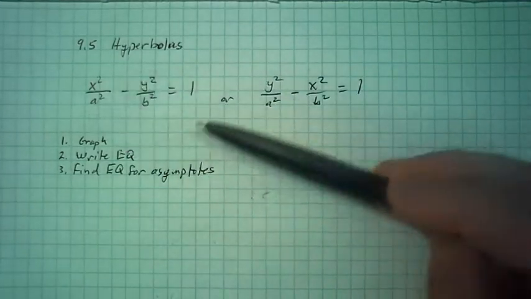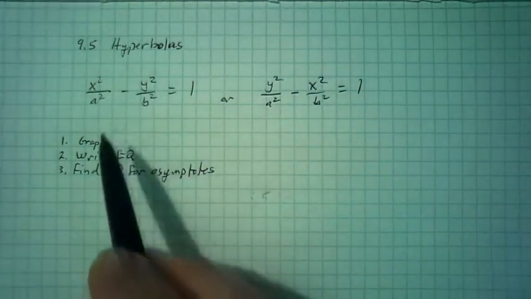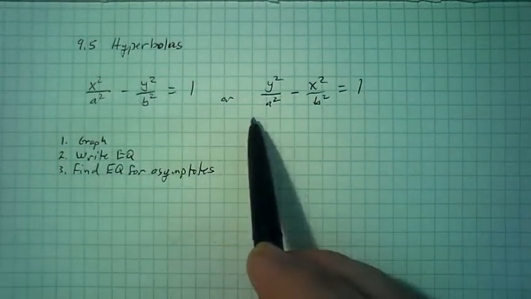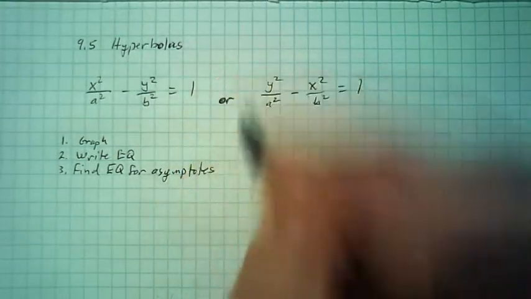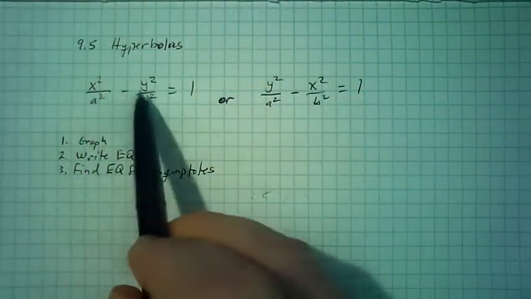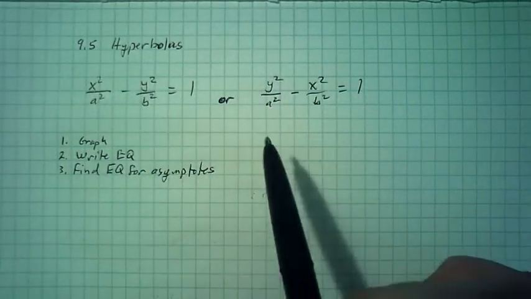The standard form for a hyperbola is as follows. It's either one of these or the other, depending on which way the hyperbola opens. So you'll have the x squared and the y squared again. These are a lot like ellipses.